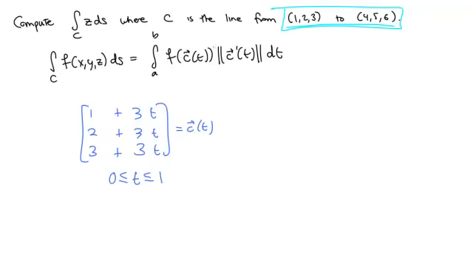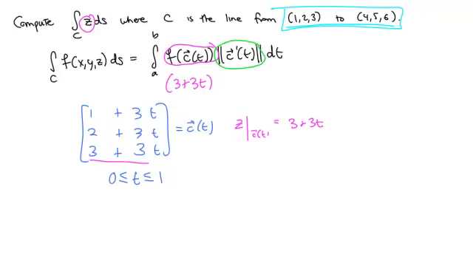Now let's set up our integral. First, we have the integrand, f of c of t. That's just our integrand function. If we take the function z and plug in our vector-valued function, the z component is just 3 plus 3t. On the other hand, for the speed component, if we take the derivative of this function, differentiating the top component gives a 3, the middle component gives a 3, and the final component gives a 3.